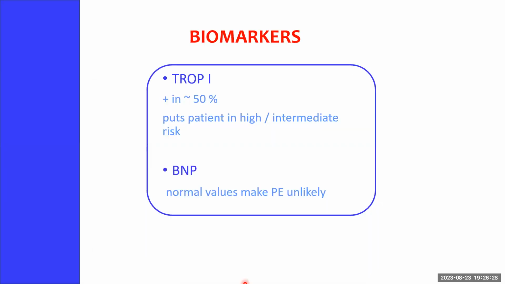Now coming to biomarkers, troponin is positive in around 50% of the patients and puts patients in high or intermediate risk category. As far as BNP is concerned, a normal value of BNP makes pulmonary embolism unlikely. However, it is not diagnostic in the sense you cannot use it for ruling out. You have to do a CTPA to confirm the pulmonary embolism. So BNP is just an additive marker.